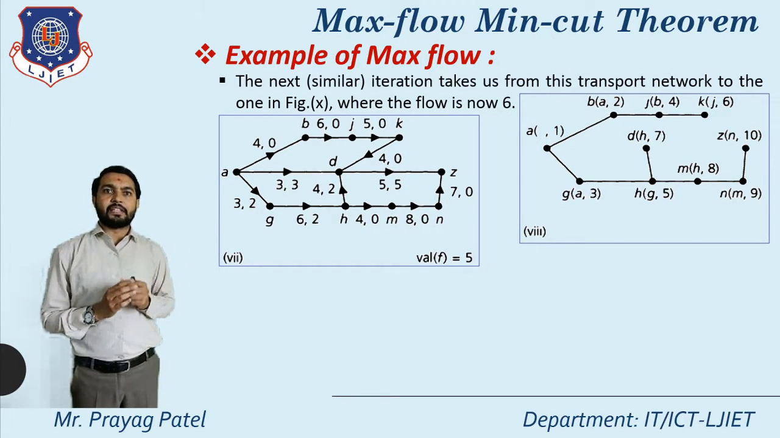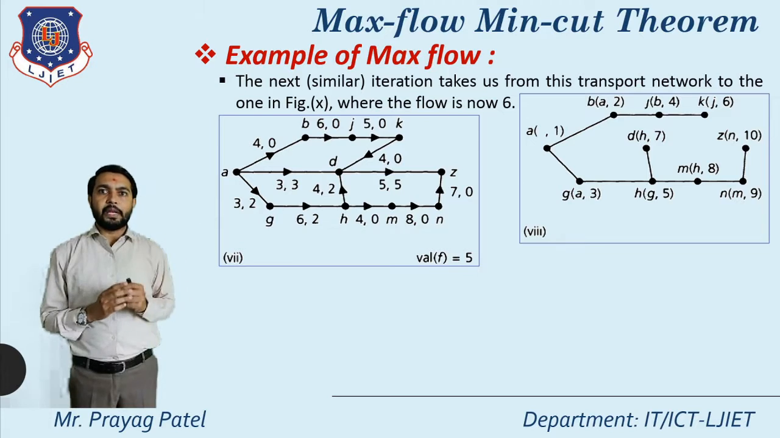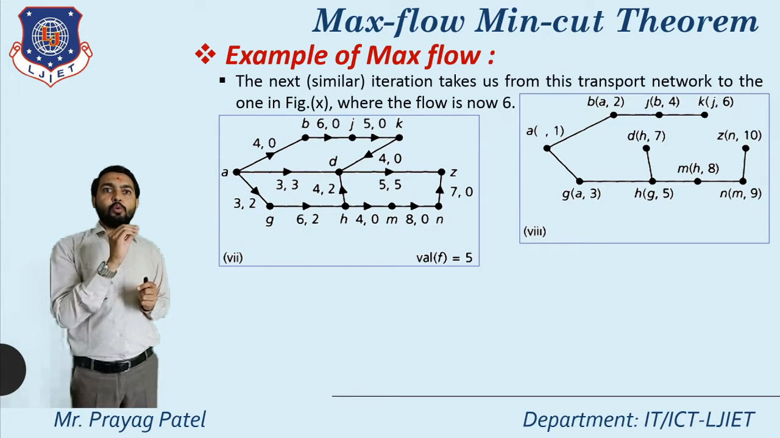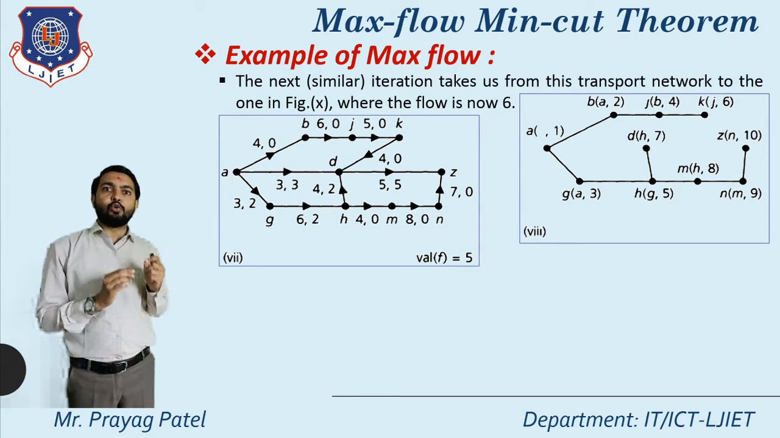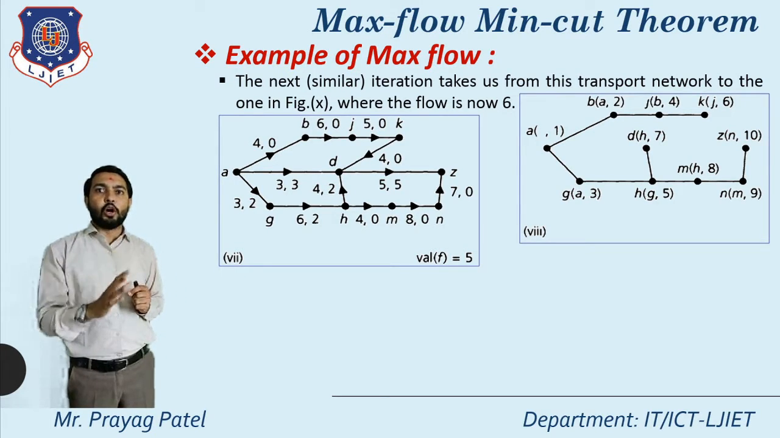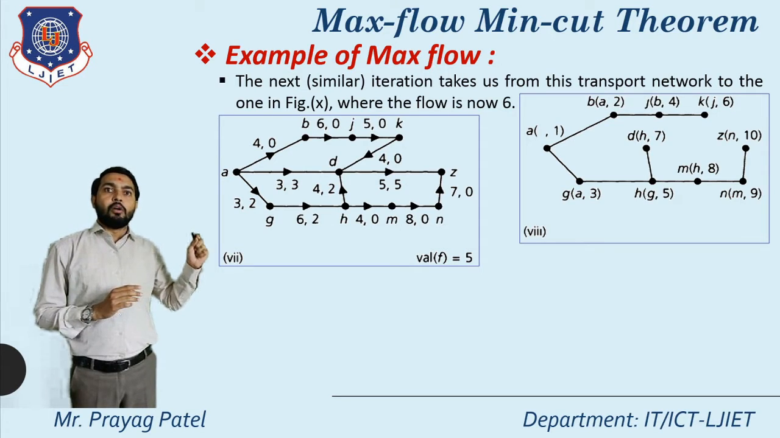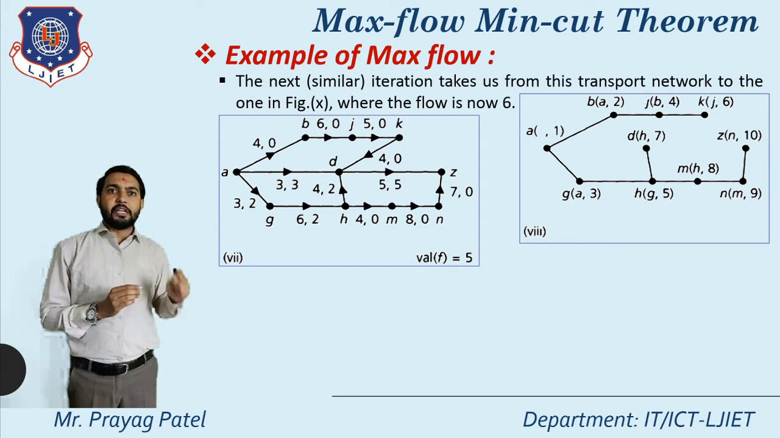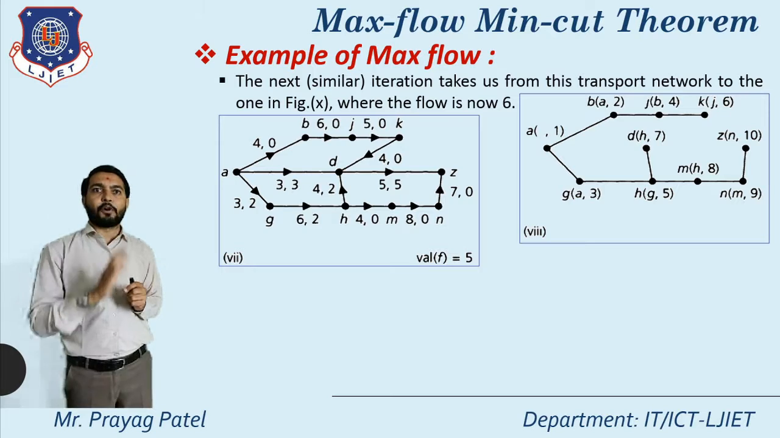So A is a source node. Now A to B, and A to G. Both paths are possible because flow is not the same as capacity. So labeling B as A2, G as A3. Now after that, start from B.